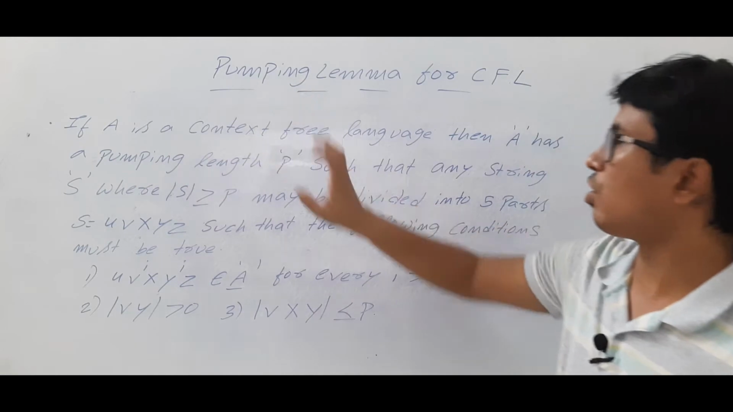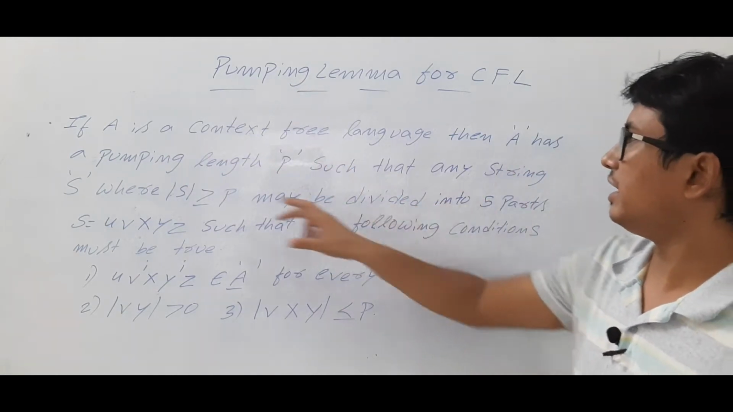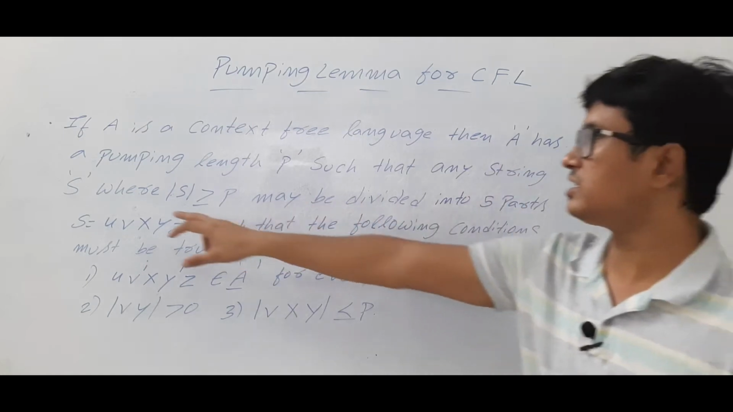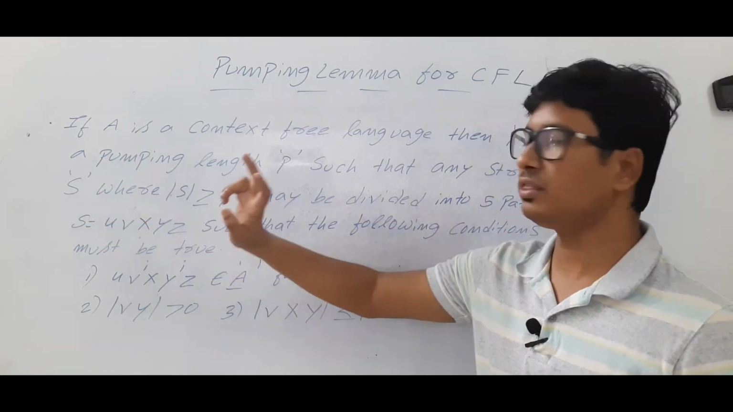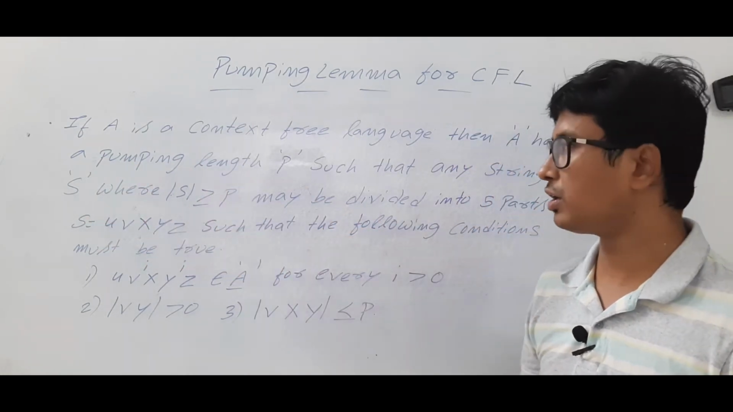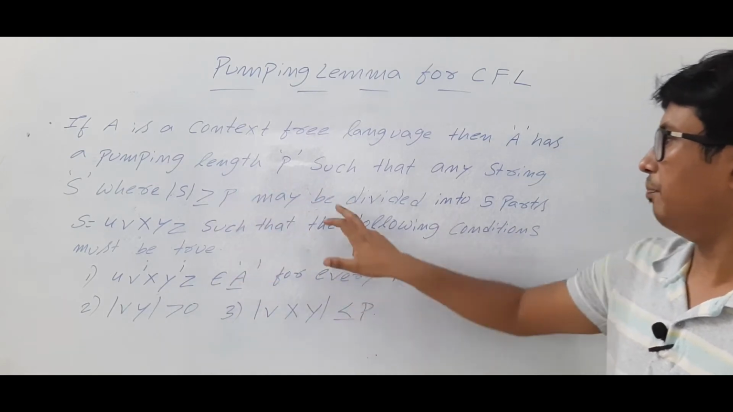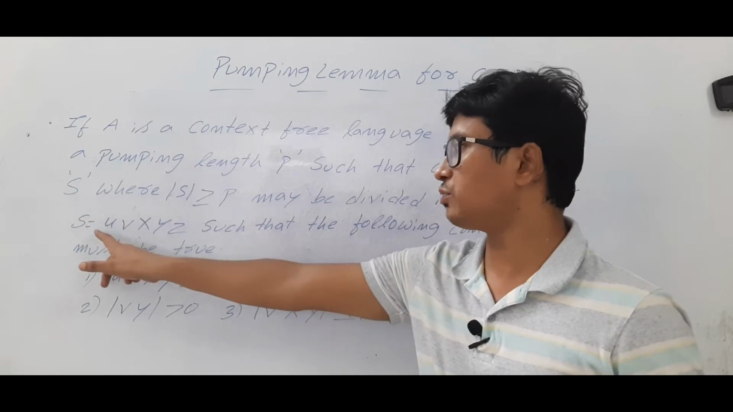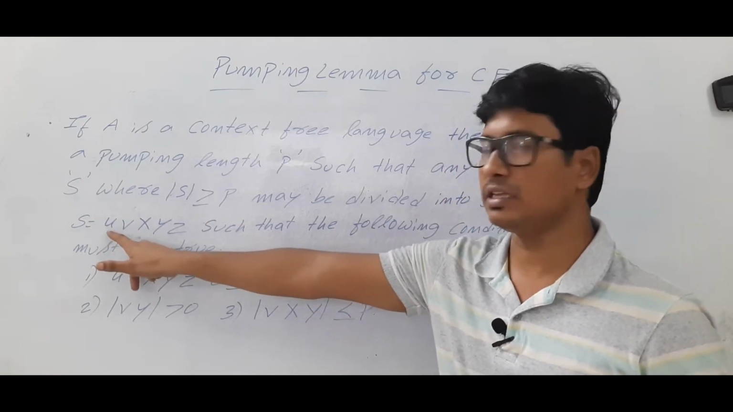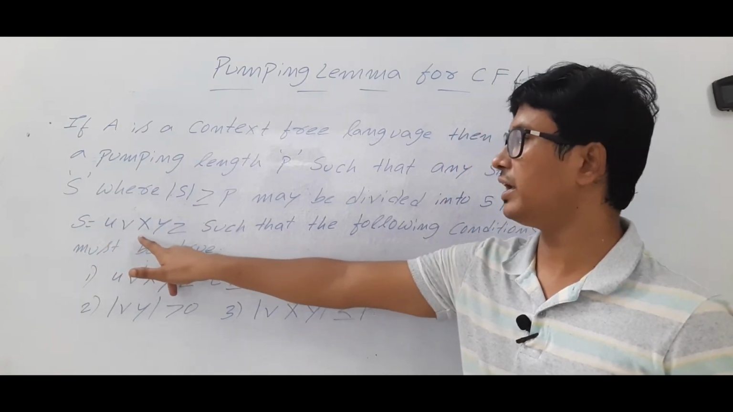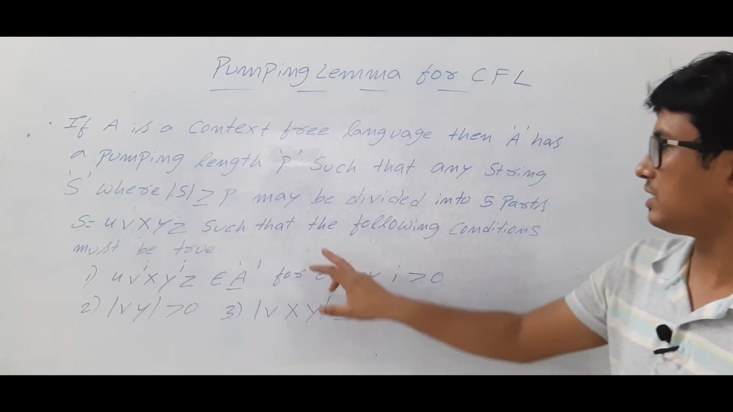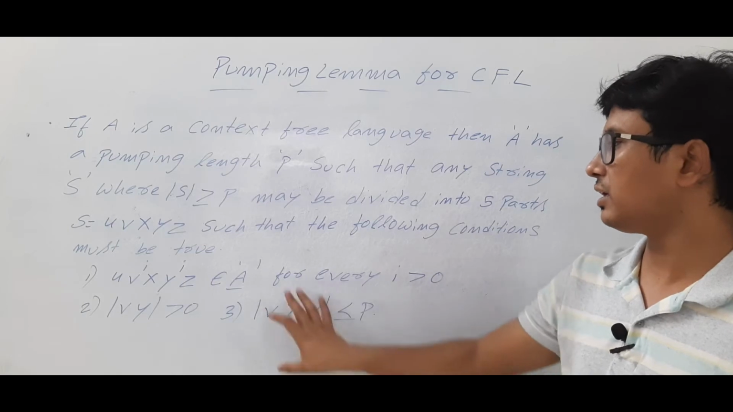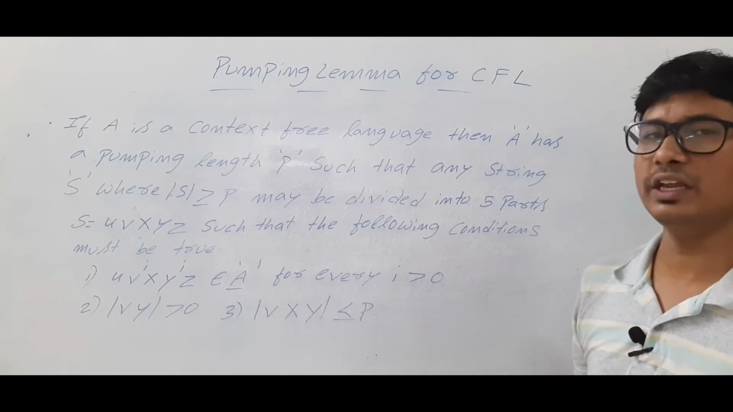If A is a context-free language, then A has a pumping length P such that any string S where the length of S is greater than or equal to P may be divided into 5 parts. The string S is divided into 5 parts U, V, X, Y, Z such that the following conditions must be true. We have 3 conditions.